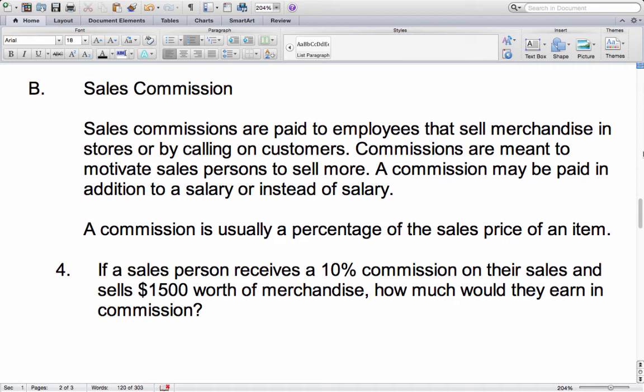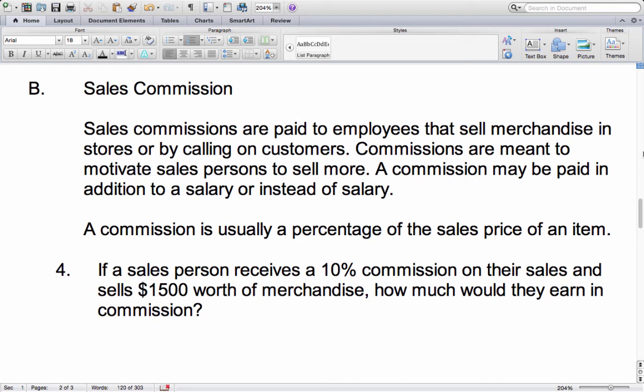The next topic is sales commission. Sales commissions are paid to employees that sell merchandise in stores or by calling on customers. Commissions are meant to motivate salespersons to sell more. A commission may be paid in addition to a salary or instead of a salary. A salary is what you get paid per year. So a commission would be something that you make in addition to that, potentially.